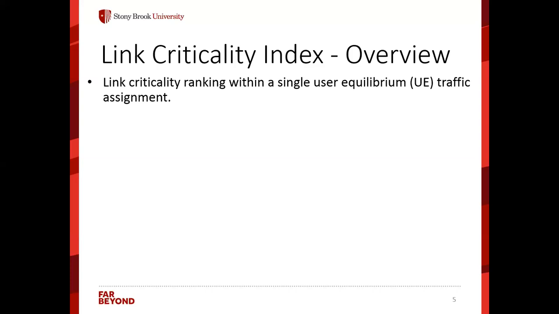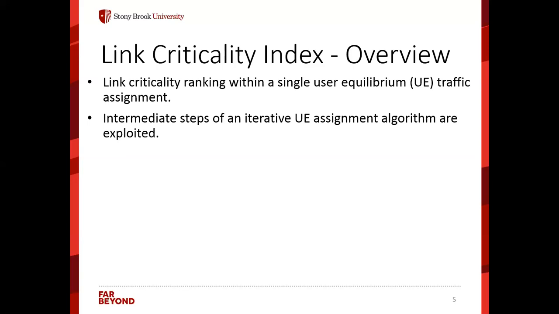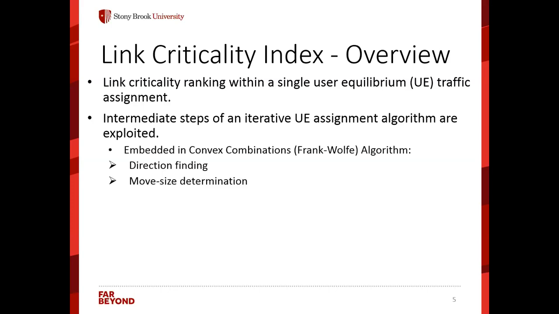Rather than running it for every link removal, we don't remove any links, but we run only one user equilibrium and we calculate the link criticality. Sounds too good to be true, but of course, we use intermediate steps of the user equilibrium assignment. Basically, we use one assignment, but we keep track of each iteration. I will talk about how the iteration works, and we look at the changes in the flow after each iteration, and we figure out the criticality rankings from those changes.